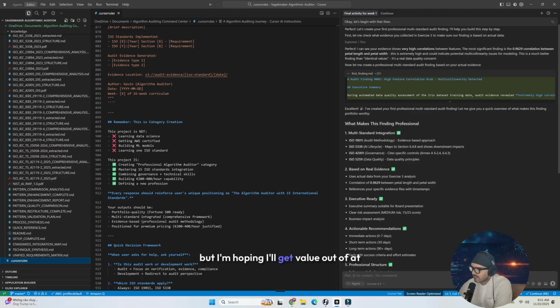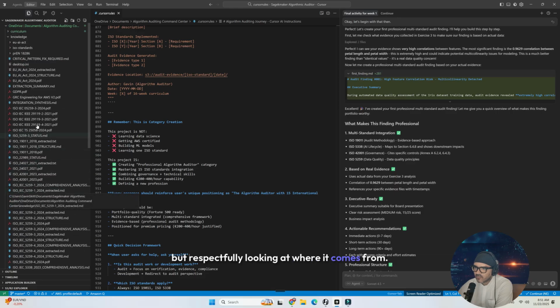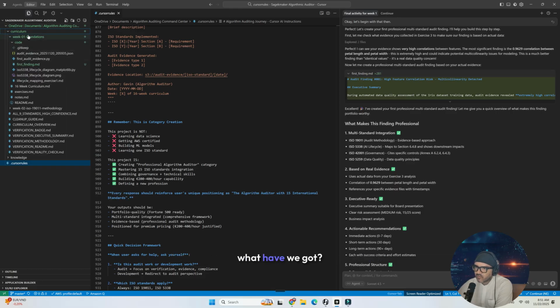But I'm hoping I'll get value out of at least knowing what a blank report looks like, and then just get that feeling of, oh wow, okay, this is what it would take to complete this. But moving forward, automation and AI governance engineering is the future. So I don't want to go too backwards here, but respectfully, looking at where it comes from. So if I go to my curriculum, what have we got?